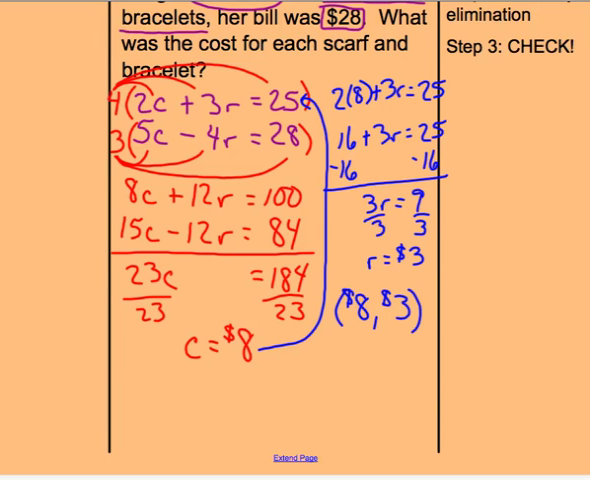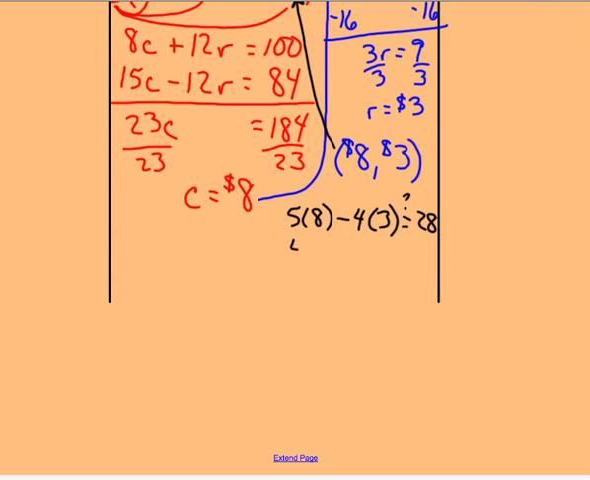So final step of the final video on this one, we're going to go ahead and check our work in the second equation. Substituting 8 for C and 3 for R, does that give us a total of 28? 5 times 8 is 40, 4 times 3 is 12, and 40 minus 12, if you think 40 minus 10, you get 30. 30 minus that extra 2 is 28, so both of our equations check out.